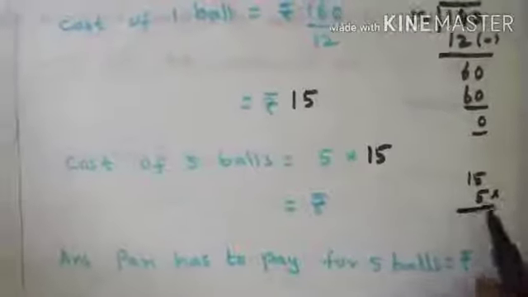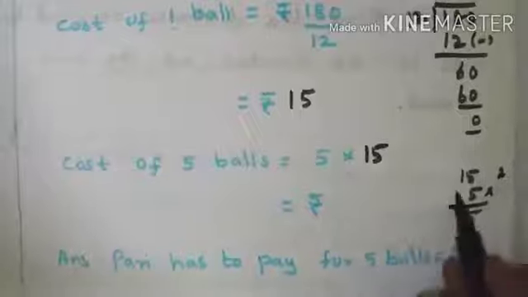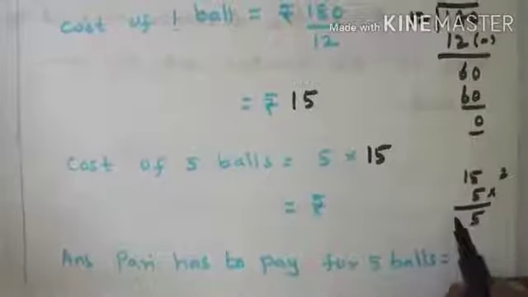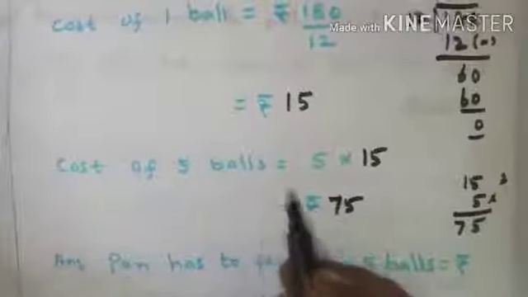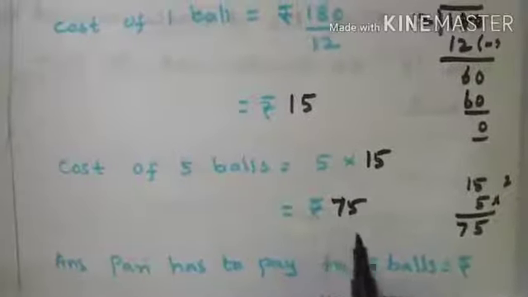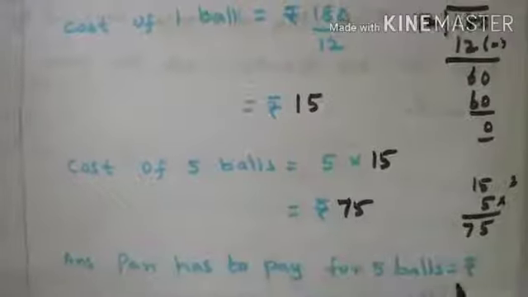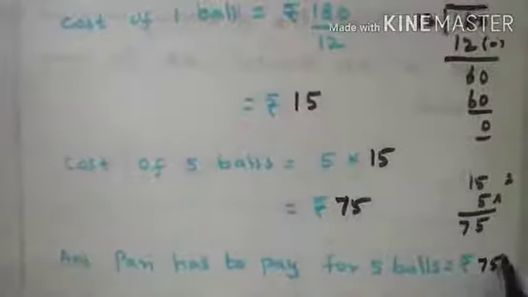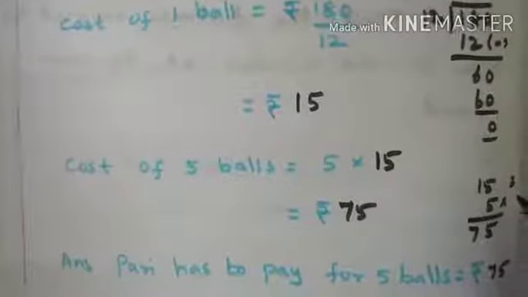So when we are multiplying, 5 5s are 25, 2 left over, 1 5 is 5 plus 2 is 7. Therefore the cost of 5 balls is equal to rupees 75. So Pari has to pay rupees 75 for 5 balls. This division and multiplication, write it in the rough space.